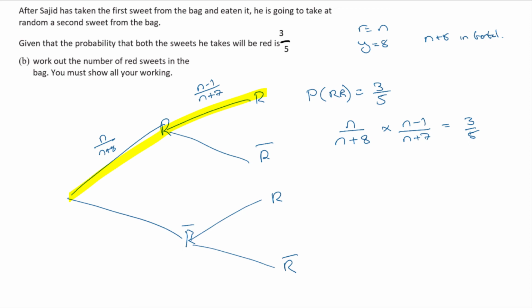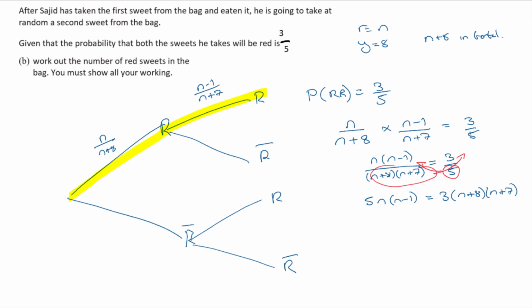So bringing those together, I'm just going to make those into one fraction on the left. So that's n times n minus 1 over n plus 8 times n plus 7, and that is equal to 3/5. Then cross multiplying, moving that up there, moving that up there, I'm going to get 5 lots of n minus 1, equal to 3 lots of n plus 8 times n plus 7.